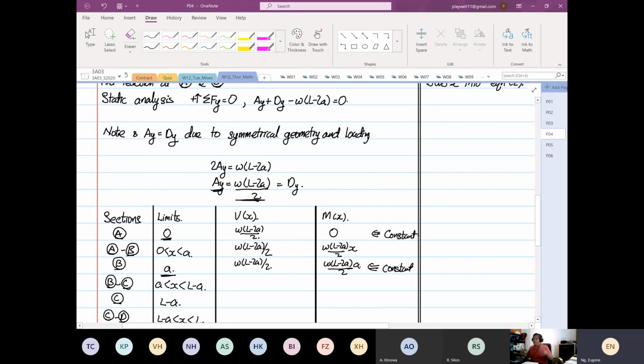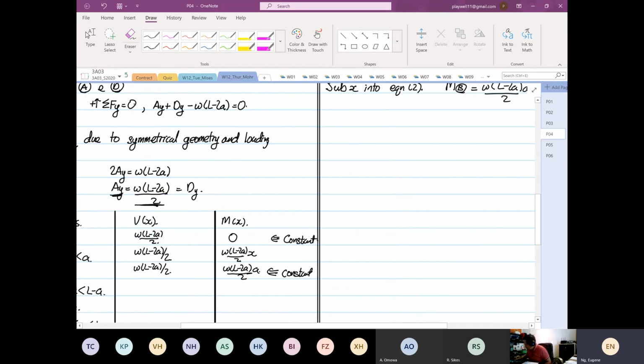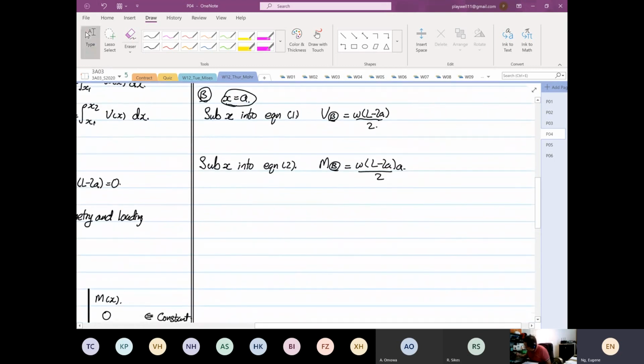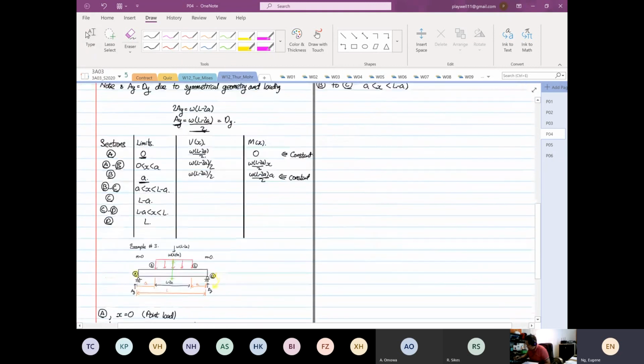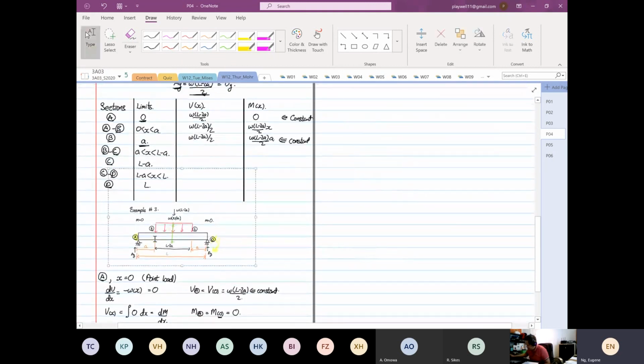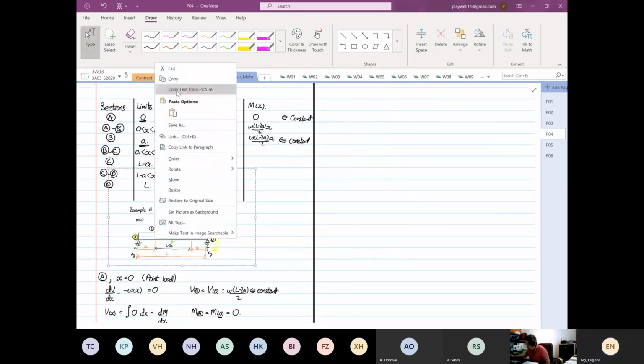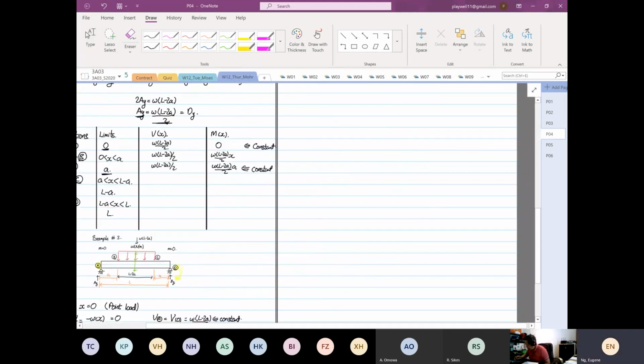Now let's look between point B and point C. This is where things get interesting. So now we're going to look at between point B and point C, and now it's A, x, and L minus A. Let me get the same diagram if I can copy it, and then I'll paste it down here.